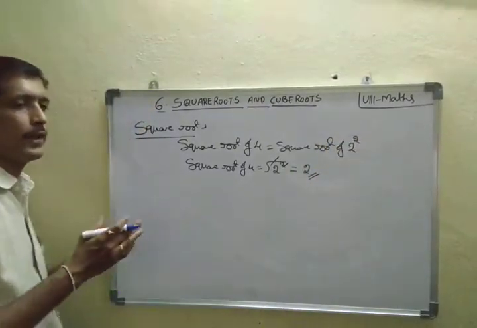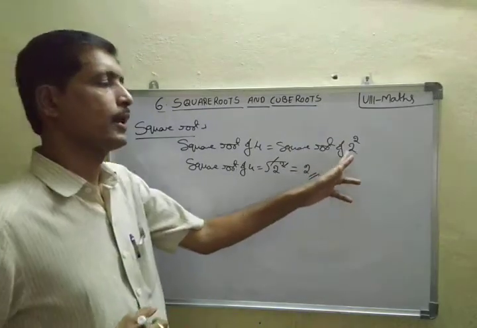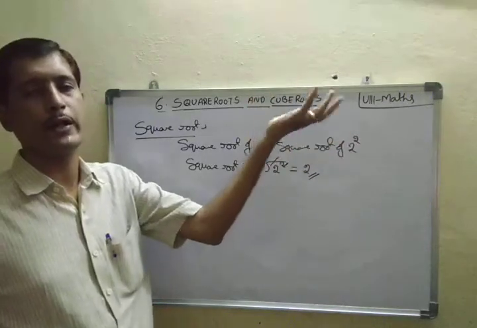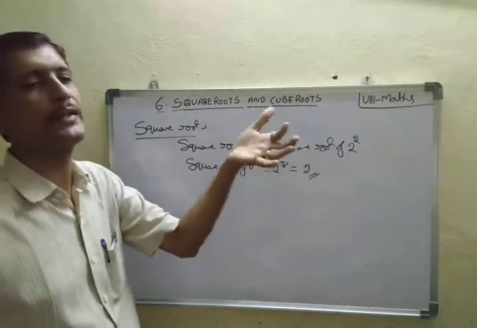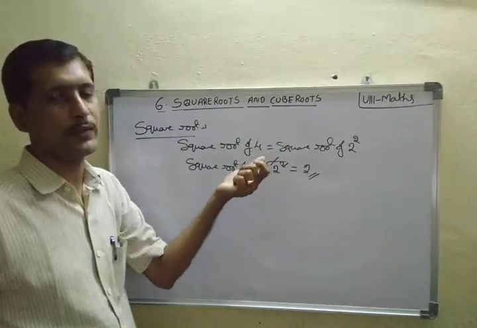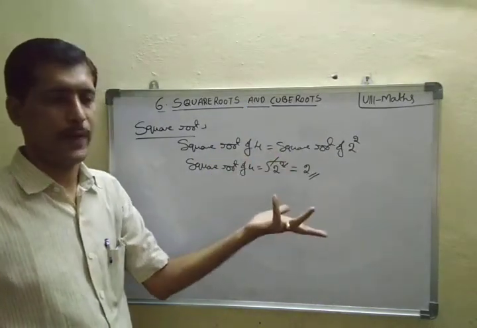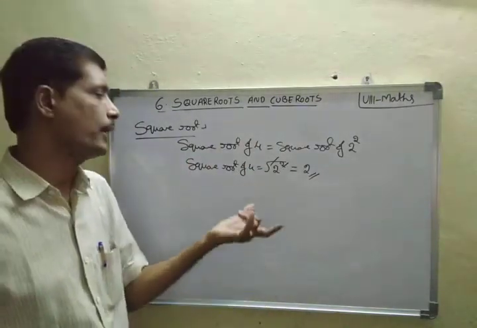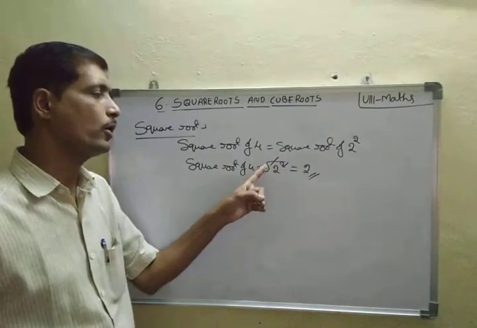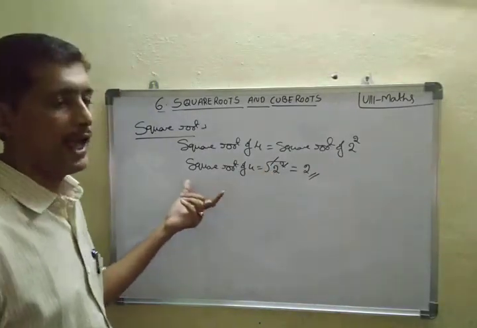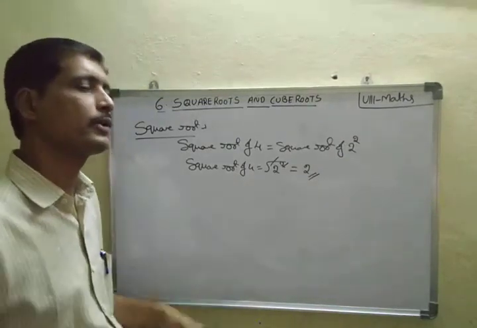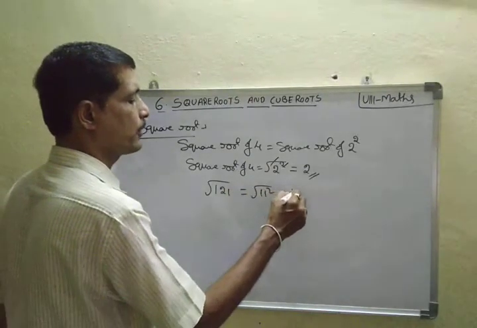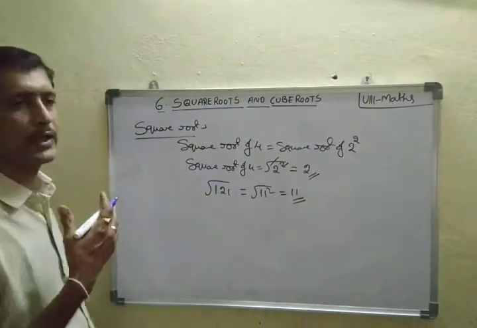Therefore, the same number. Square root means compulsorily two same numbers: 2 into 2 is 4, 7 into 7 is 49. 49 is a perfect square. Here 7 into 7, therefore the square root of 49 equals 7. Suppose the square root of 121 equals 11. Same number: root 121 equals root 11 squared, that equals 11.